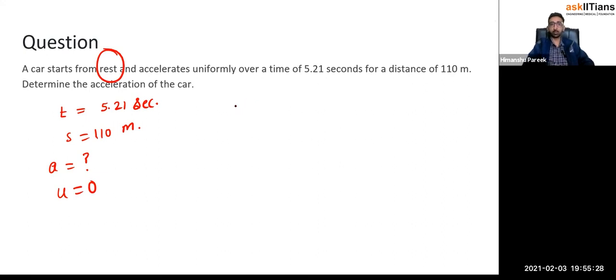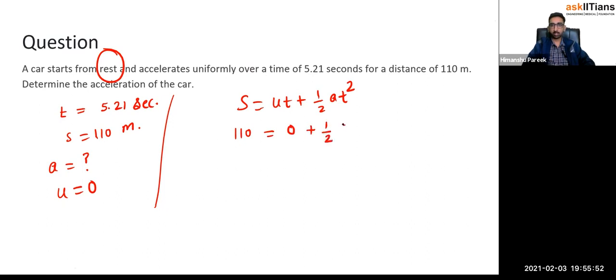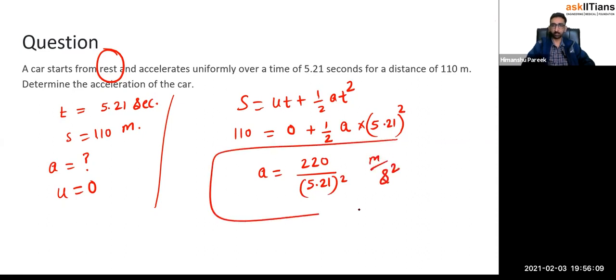Pause the video here and think about it. Which equation to use? Displacement-time relation is given. Not the first one because it does not involve displacement. Not the third one because it does not involve time. Use the second equation of motion. When we use this, put s as 110. Initial velocity is 0, so this term will be 0. Acceleration we have to calculate. Time squared, so 5.21 squared. Now acceleration is equal to 220 divided by 5.21 whole squared, in meters per second squared. That's the unit of acceleration.